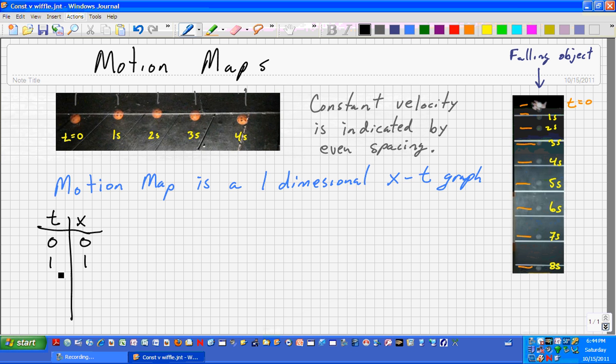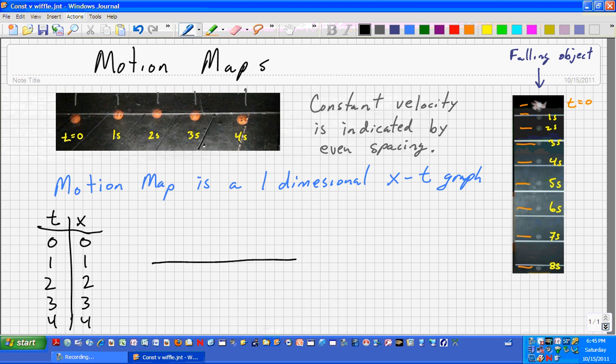At 1, it's 1 unit later. At 2 time units, it's at 2. At 3, it's at 3. At 4, it's at 4. It doesn't matter what time units we're using or what position units we're using. It could be seconds and meters or seconds and centimeters. This is just a general example.